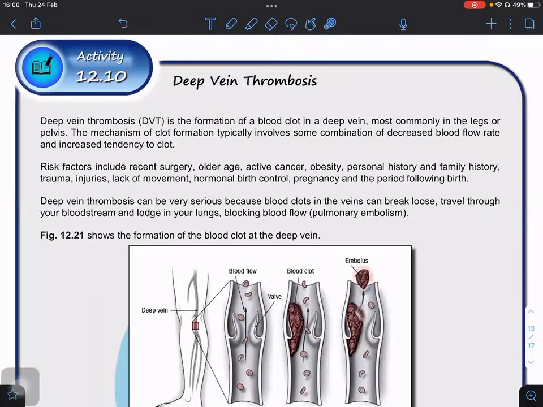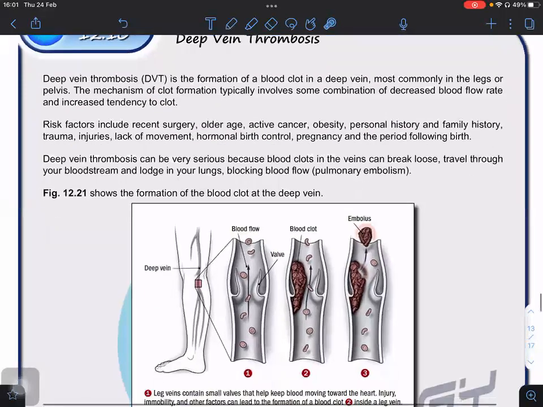Deep vein thrombosis. Deep vein thrombosis is the formation of blood clots in the deep vein, most commonly in the leg or pelvis. The mechanism of clot formation typically involves some combination of decreased blood flow rate and increased tendency to clot. So when you sit still, you do nothing for a long period of time, then the blood clot will start to take place. Risk factors include recent surgery, older age, active cancer, obesity, personal history and family history, trauma, and injury.